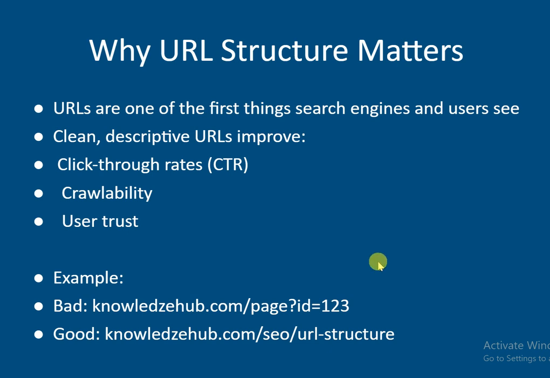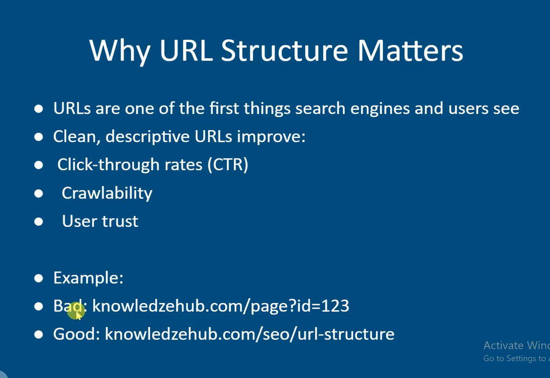Let's first understand why URL structure really matters in SEO. URLs are one of the first things both search engines and users see. So a clean, descriptive URL can make a strong first impression and play a key role in improving click-through rate, crawlability and user trust. Okay, so here are some examples of a bad URL versus a good URL.